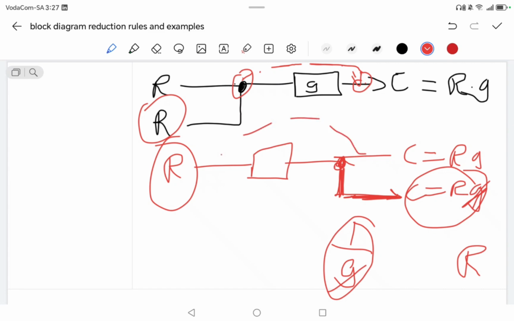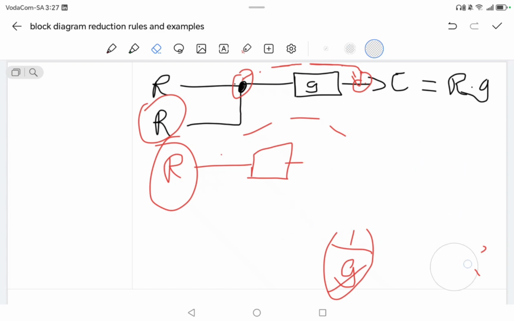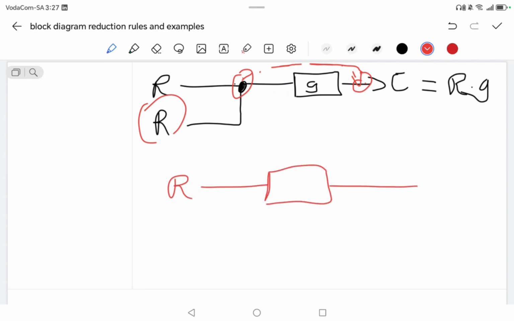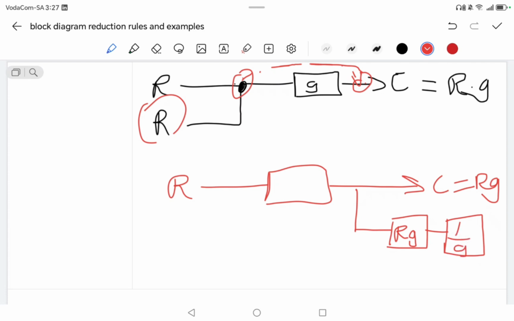So what do we do now? Let us then draw the block diagram in a good way. Now C is equal to RG. Then here we will have this RG, that is C, and then we're going to add a box of 1 over G, and the output will be R, because we multiply RG by 1 over G. Then the G will cancel and we'll have R. So basically this is how to move or shift the box, right? So that brings us to the end of this tutorial.